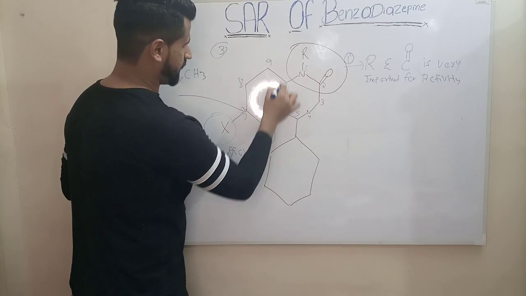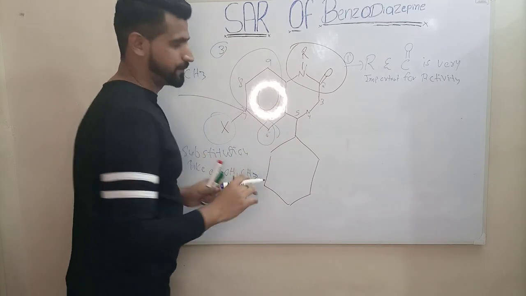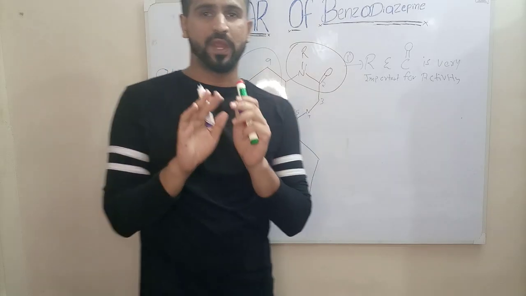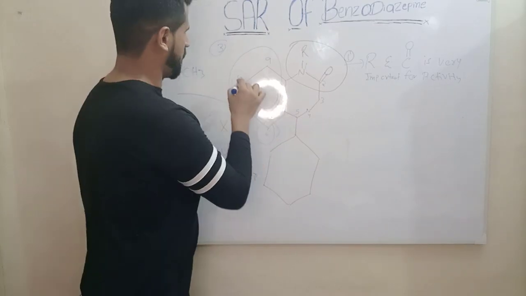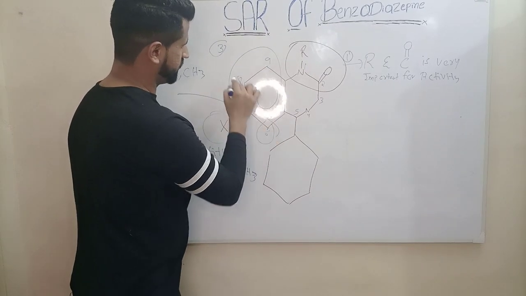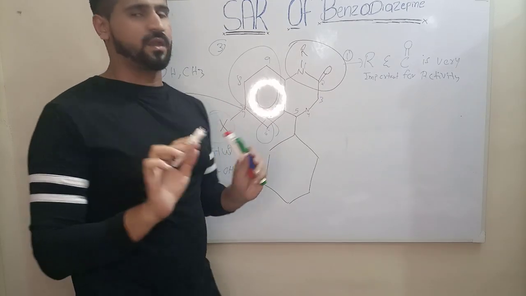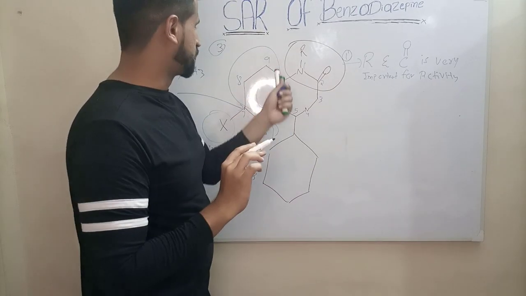The third point is that the 6, 8 and 9 positions are empty, meaning there is no substitution possible there. At the 6 and 9 positions we cannot substitute.